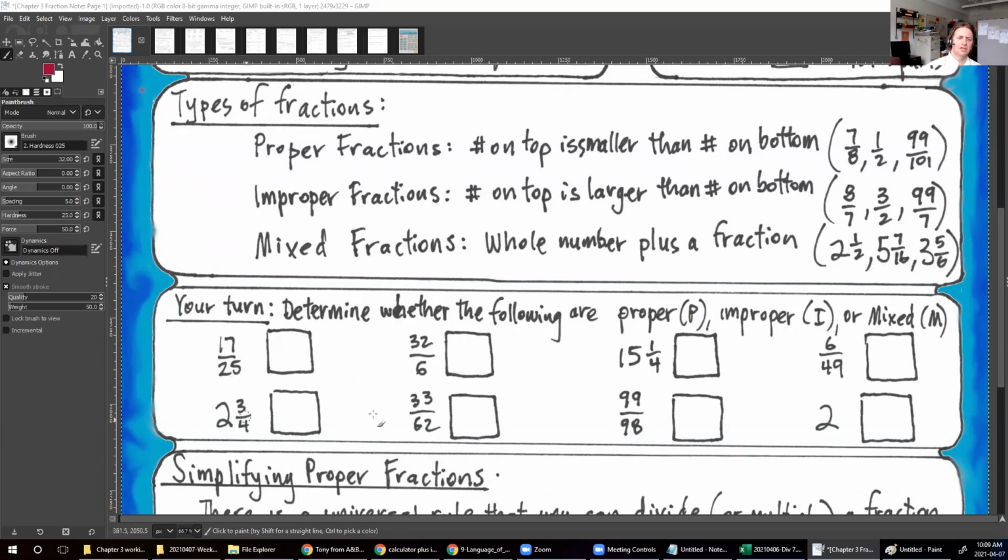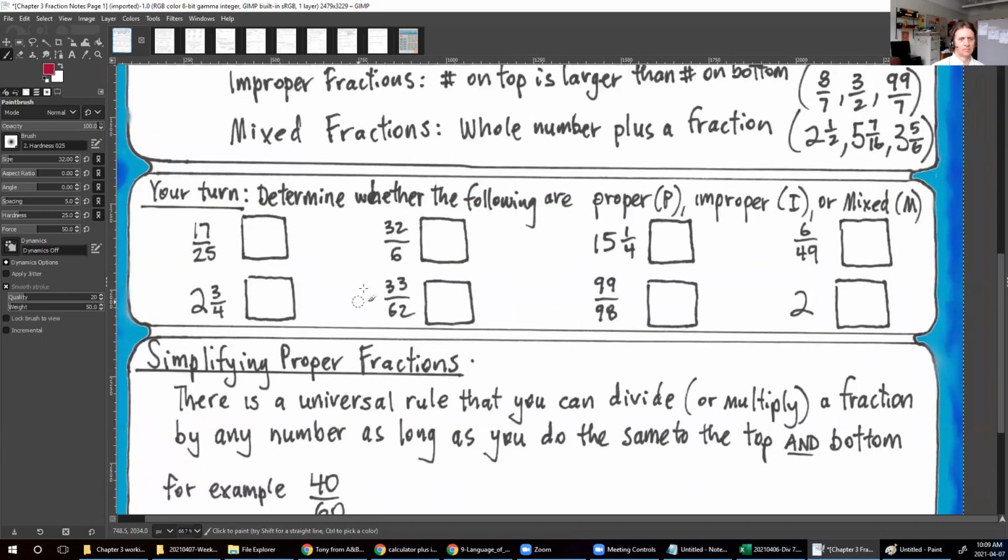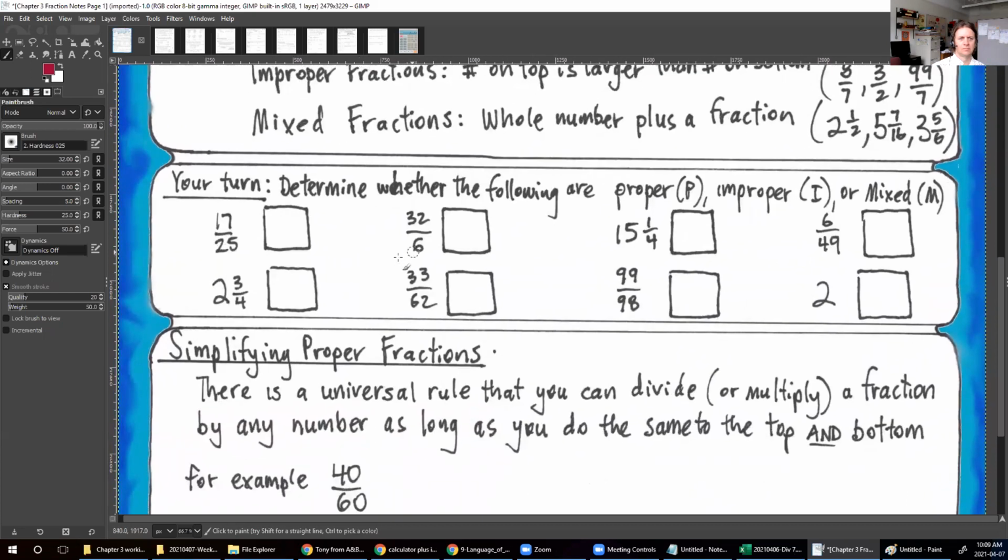What I'm going to get you guys to do is to complete this section down here and see if you understand what proper, improper, and mixed fractions are. I'm going to let you guys get ahead by about 30 seconds. It shouldn't take very long to do. Okay, that's about as far a lead as you're going to get.